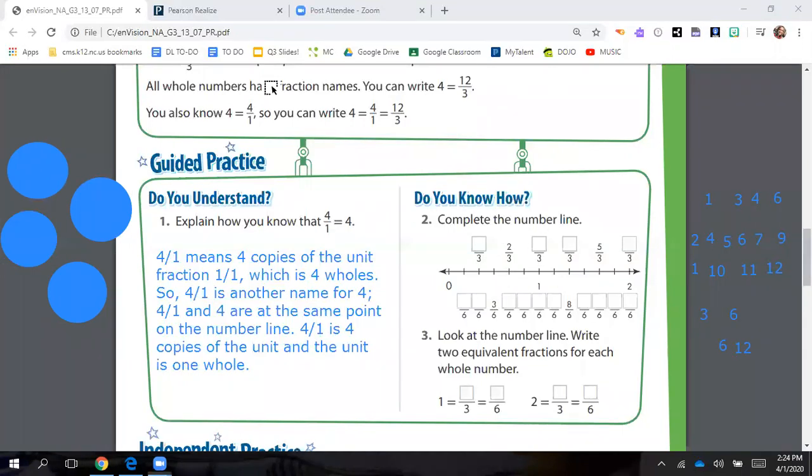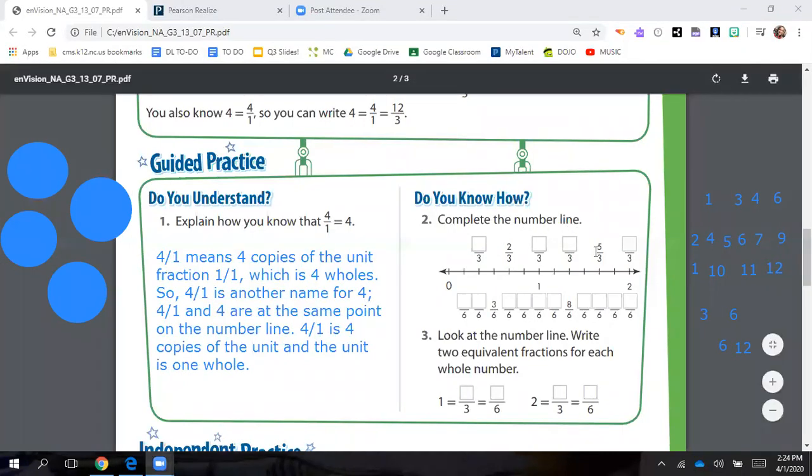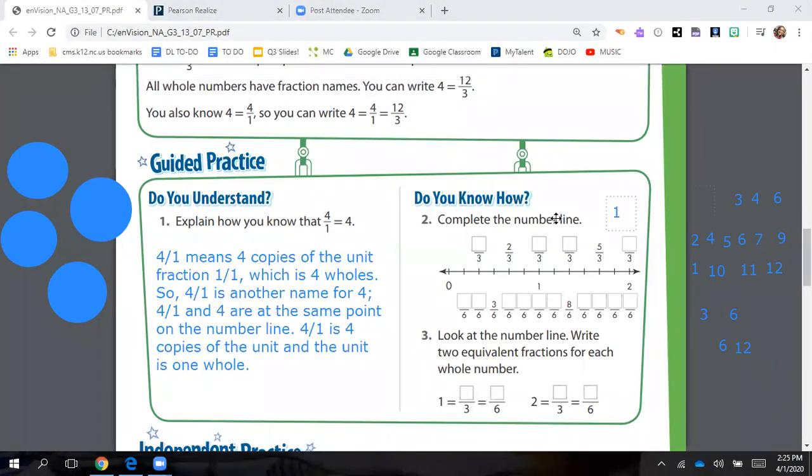Now over here, we have complete the number line, and I'm going to complete this thinking about what it is partitioned into. Let me look at my wholes first. So I have 1 as a whole, and I have 2 wholes. So I can already see they've done a lot of the work for me. So I'm going to go ahead and fill in some of these boxes. So I know if I'm counting by thirds, I'm going to count 1/3, 2/3, 3/3, 4/3, 5/3, then 6/3.